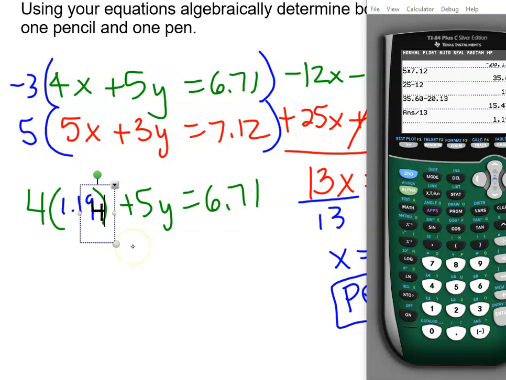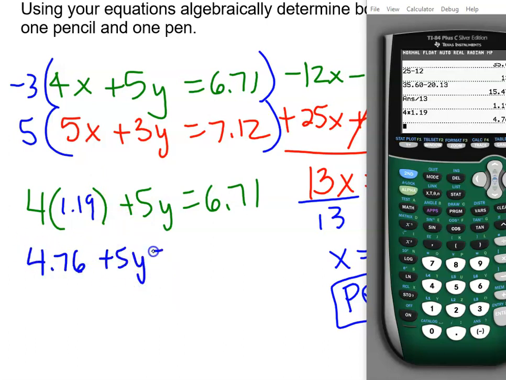All right, so 4 times $1.19 is 476. So I've got 476 plus 5y equals 671. Now I'm going to subtract 671 minus 476. And then I get 5y equals $1.95.